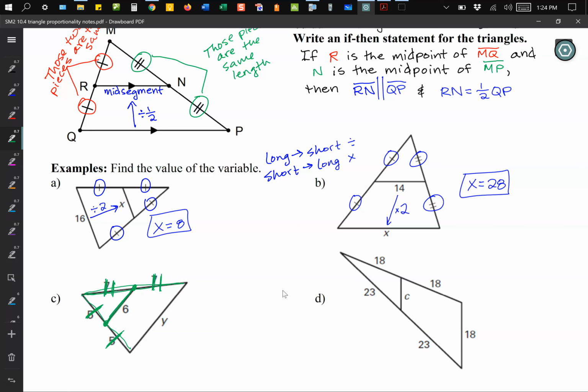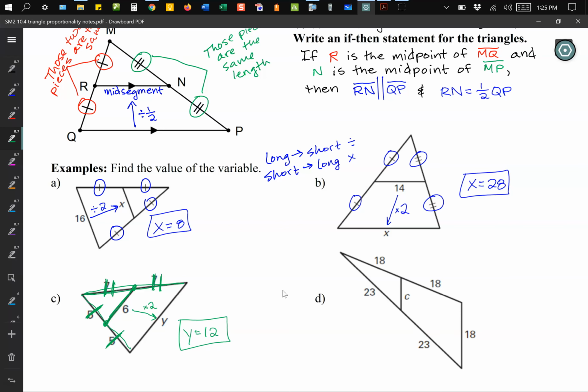So the only reason for the 5s and 7s is to tell you that you're dealing with a midsegment, and you can go ahead and use this theorem. So if you know how long the midsegment is and you want to know how long the side is, you know the short piece, you want the long piece, multiply by 2. 6 times 2 is 12.